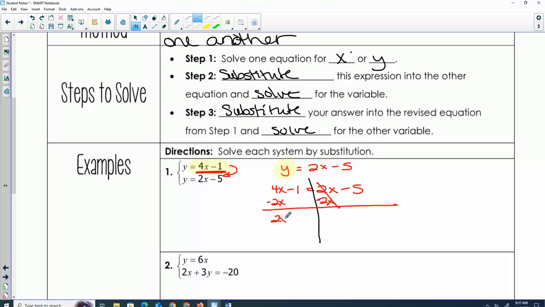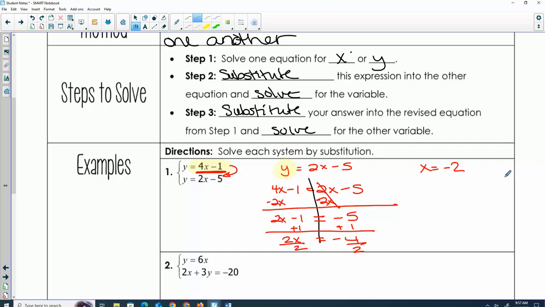So then I have 2x minus 1 equals negative 5. How would I move my minus 1 over? Add 1. So 2x equals negative 4. And then final step is divide by 2. So that tells me x is negative 2.